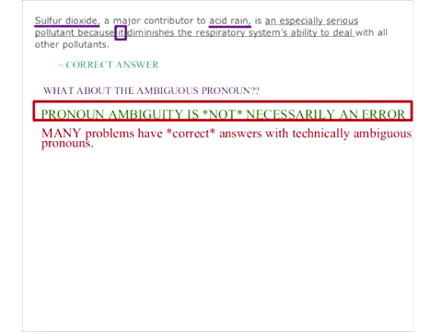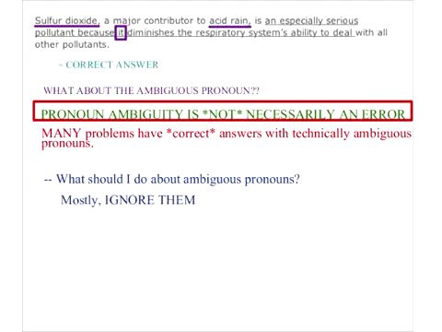So the question is, what should I do about ambiguous pronouns? The answer is mostly ignore them. Don't really pay attention. It's not an elimination, with one exception, see the next slide, which we'll do in a second.